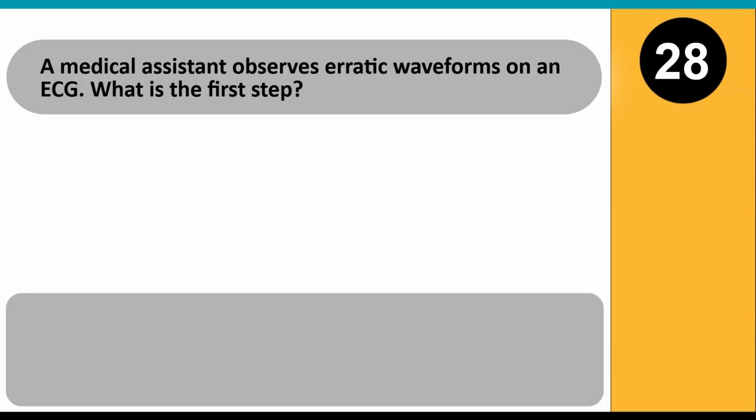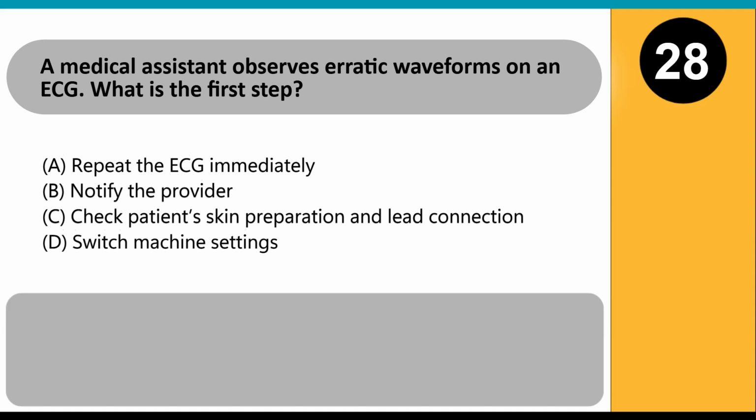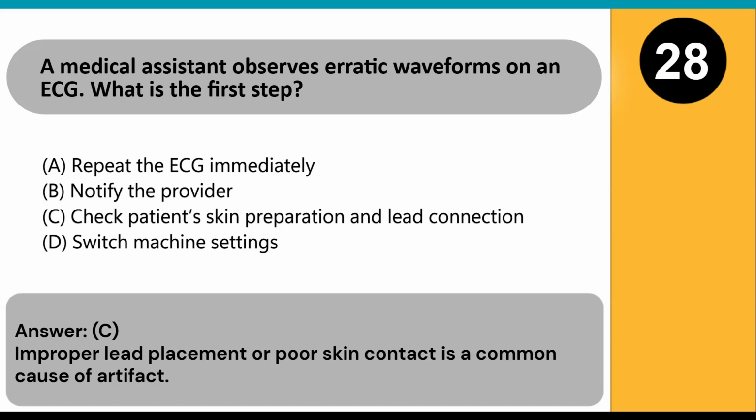A medical assistant observes erratic waveforms on an ECG. What is the first step? A. Repeat the ECG immediately. B. Notify the provider. C. Check patient's skin preparation and lead connection. D. Switch machine settings. Answer: C. Improper lead placement or poor skin contact is a common cause of artifact.